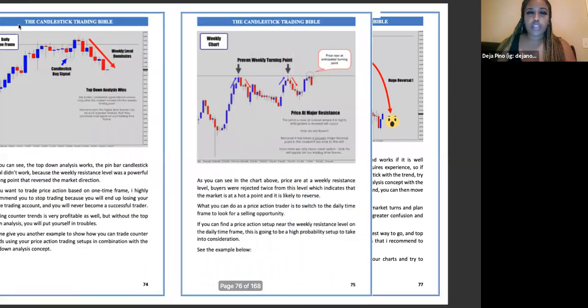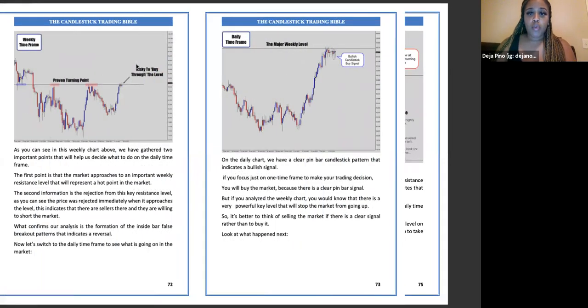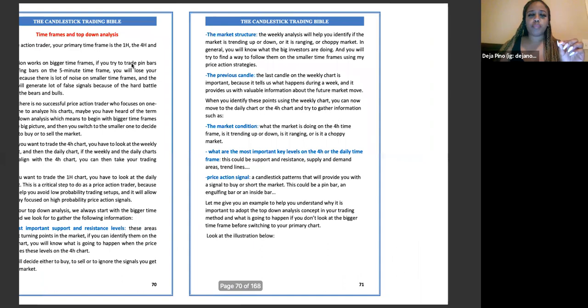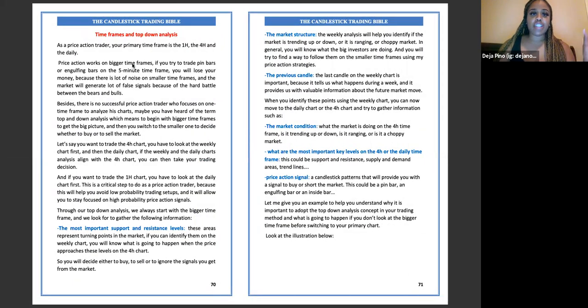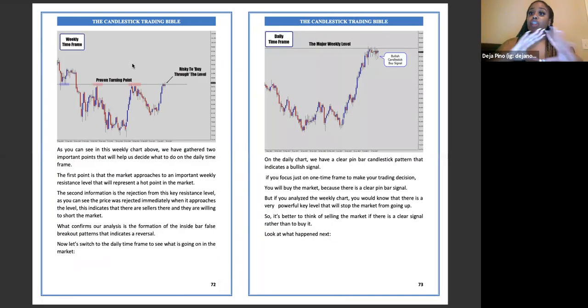I'm just going to go really quick so you guys can remember. Does anybody remember? So top-down analysis, just to break it down, is pretty much looking at the overall market structure on the, what are the two best time frames to look at the market before you start to look at the lower time frames? The daily and the 4 hour, exactly.